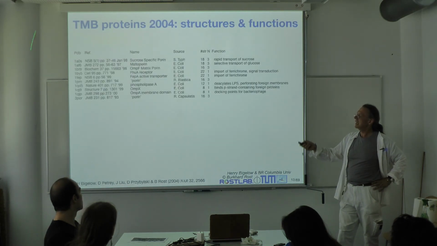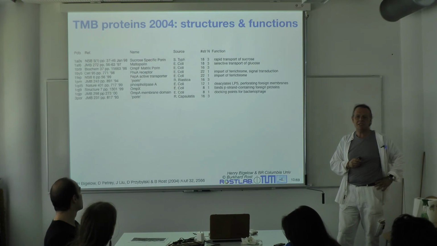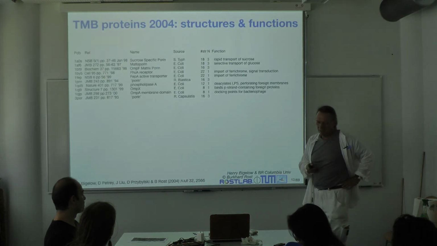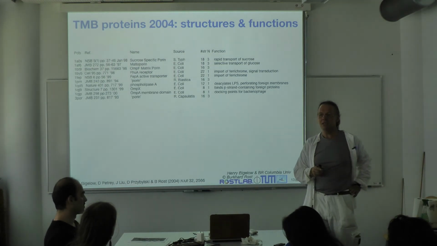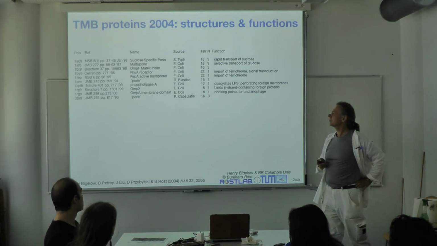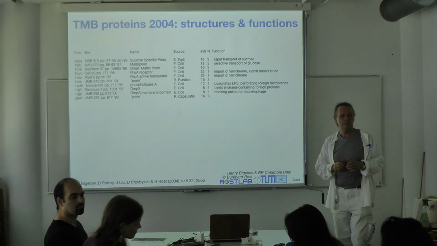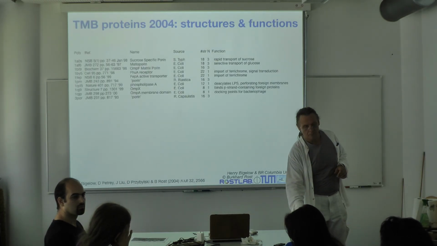And in fact, this is the entire set. And for this entire set, Henry really spent a substantial part of his PhD labeling them. I don't get this. So we have 15 structures from which we know that there's a transmembrane protein.